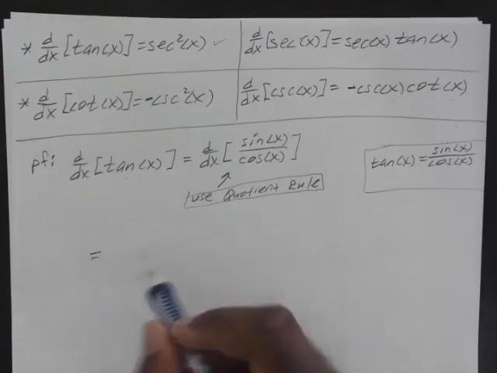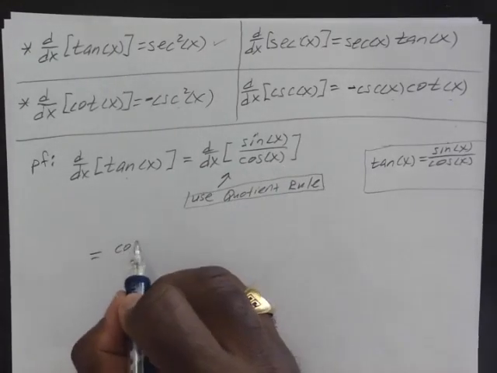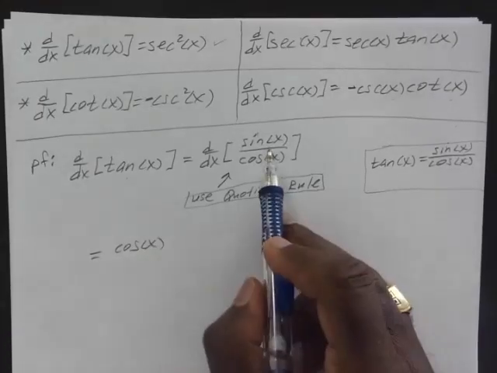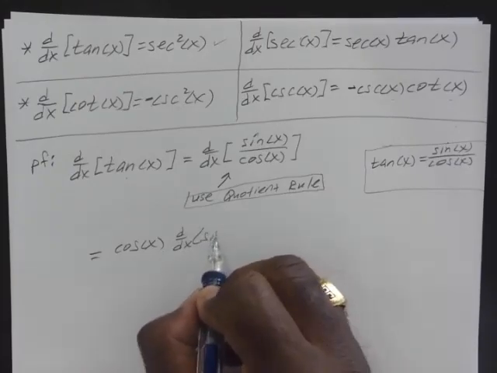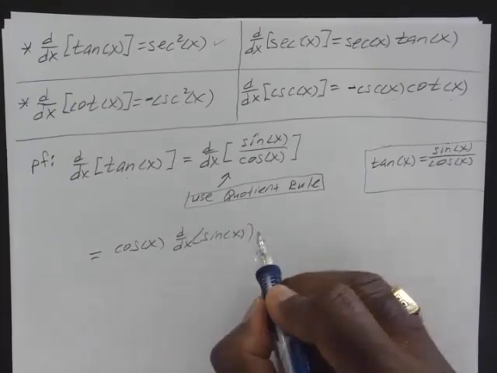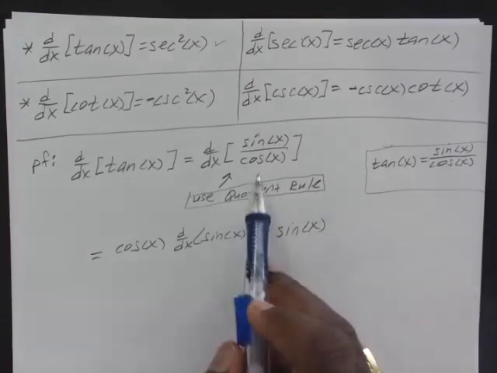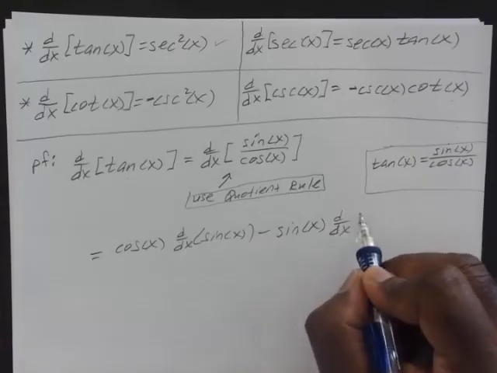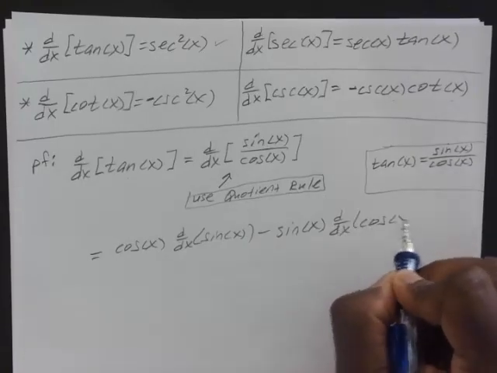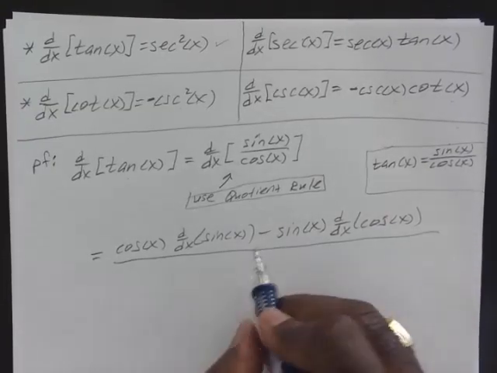Okay, so we know that's equal to your denominator times the derivative of your numerator minus your numerator times the derivative of your denominator all over your denominator squared.